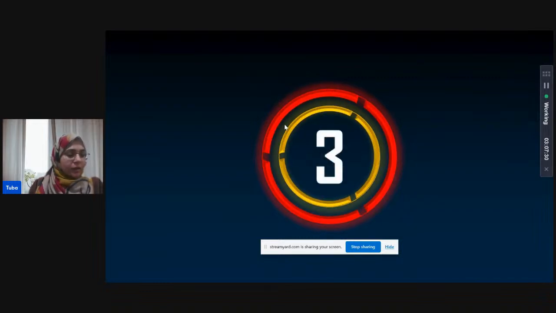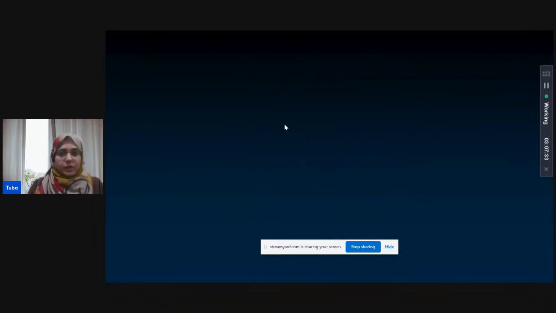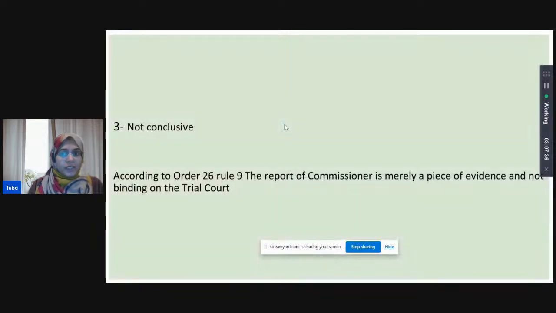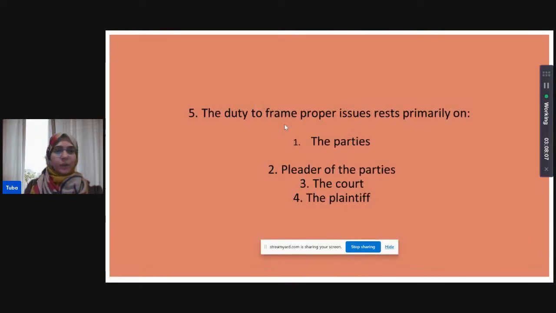Answers coming in. Excellent. So most of us here think it is 4. Shaktija thinks 3. Shaktija is correct. So what is correctly determinable here is that such a report will be not conclusive and not exhaustive. We go to Order 26 Rule 9, and it states that such a report of a commissioner will be only a piece of evidence and not binding on the trial court. So it's not conclusive in the matter of defining the final right. So Shaktija is right. Well done.